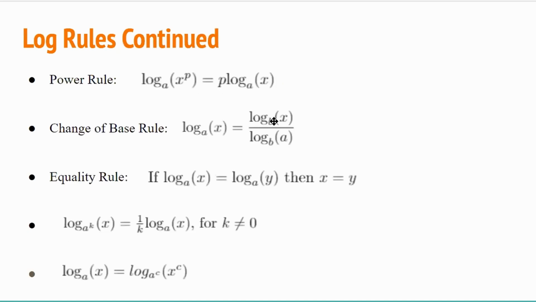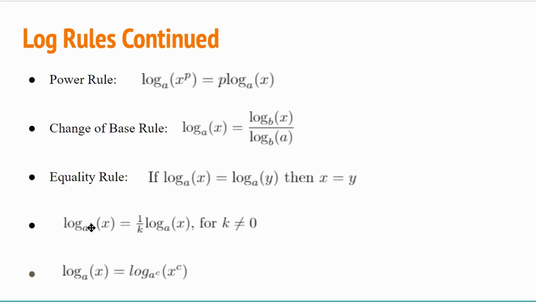So log rules continued. We have the power rule, which we sort of saw already. The p becomes the integer at the front of that. Change of base rule, log a in brackets of x is equal to log base b of x divided by log b of a. And then the equality rule. So if log a of x is equal to log a of y, then x equals y, obviously, right?